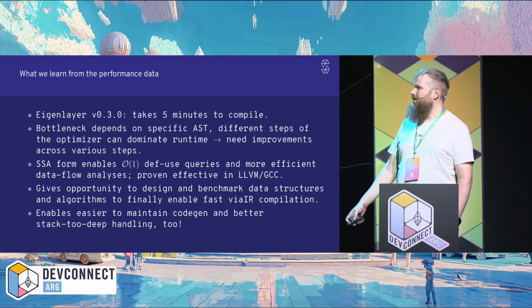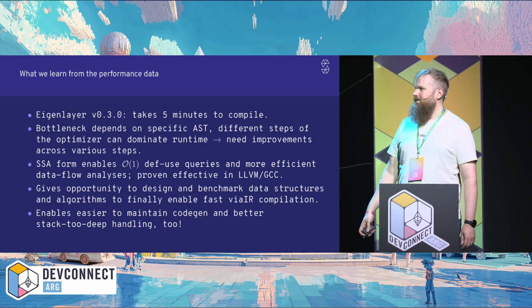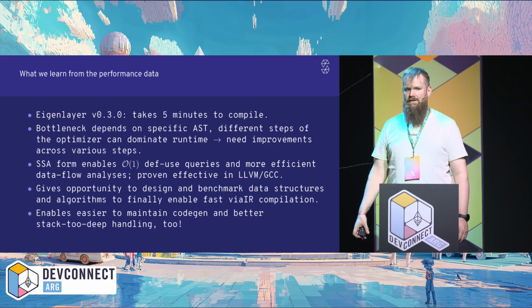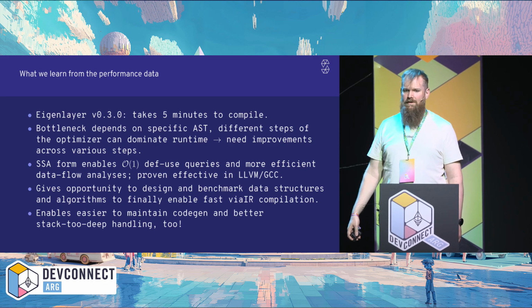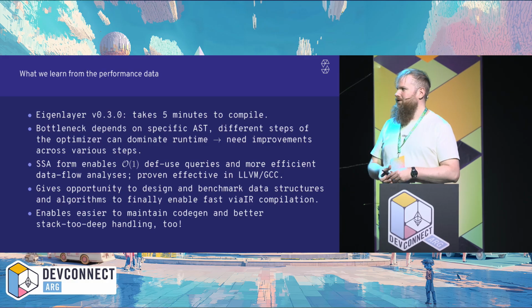So, summing up, EigenLayer takes about 5 minutes to compile, a little bit less on my machine. And the bottleneck inside the optimizer strongly depends on what kind of AST we're looking at. That's the gist of it.